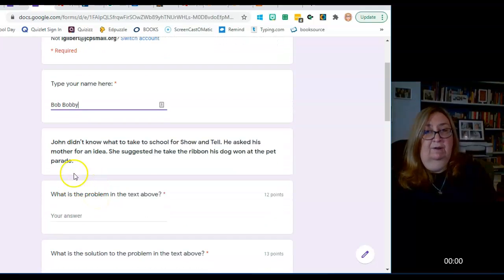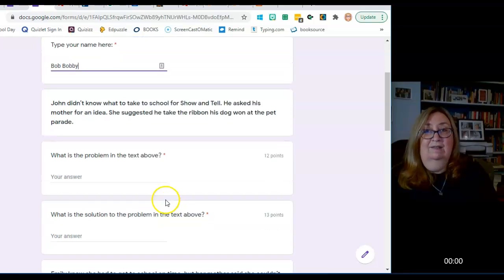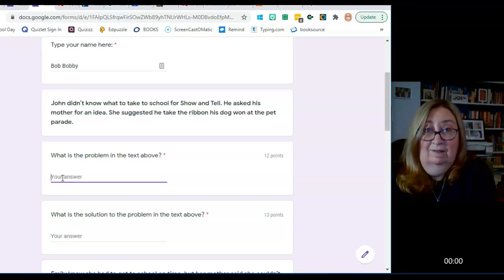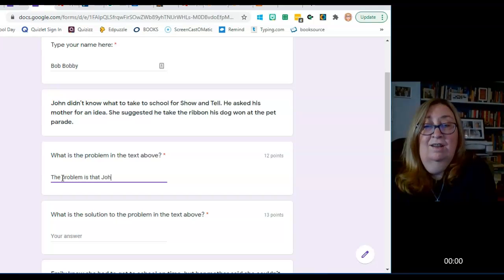All right, look at your first paragraph. John didn't know what to take to school for show and tell. He asked his mother for an idea. She suggested he take the ribbon his dog won at the pet parade. So your question is, what is the problem in the text above? So I'm going to answer this in a complete sentence, and I'm going to say the problem is that John didn't know what to take to school for show and tell.